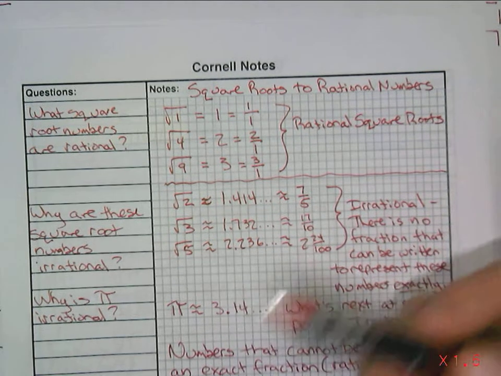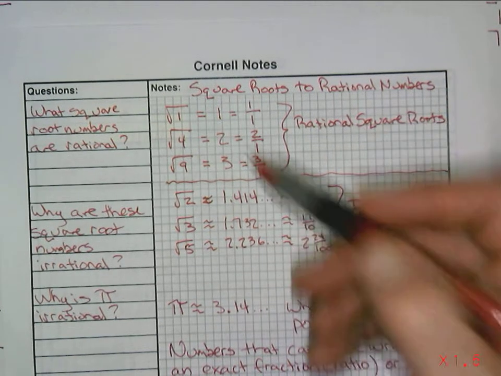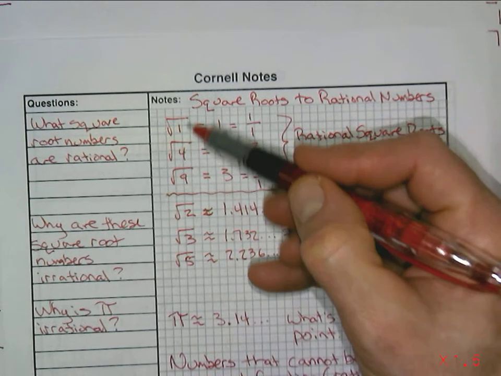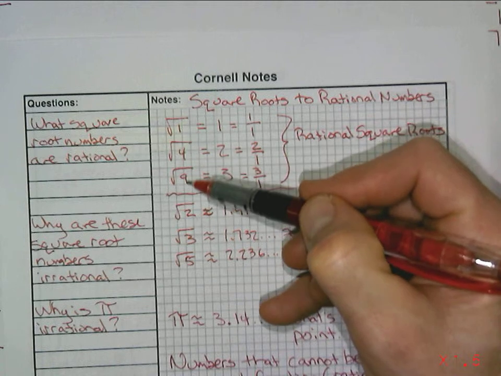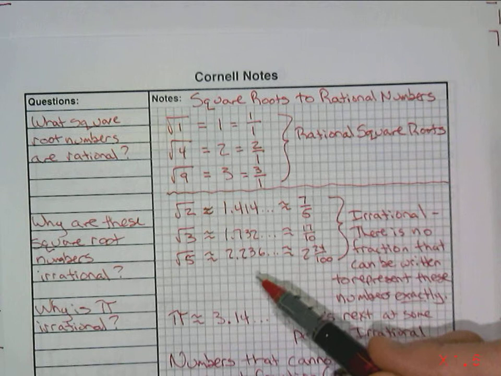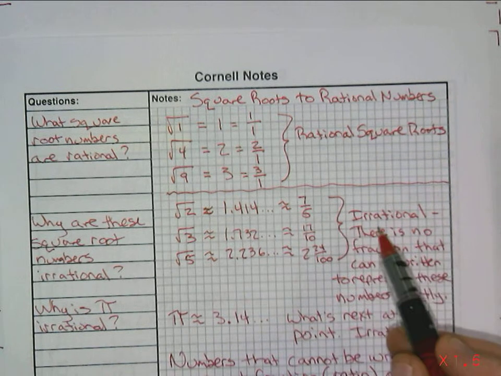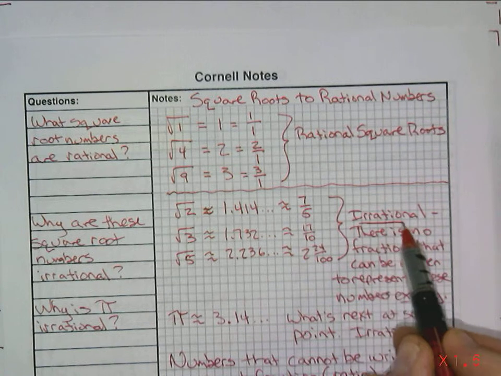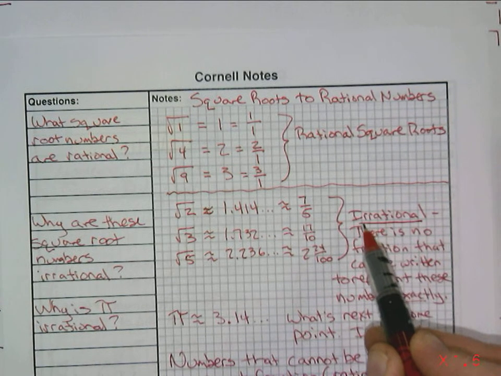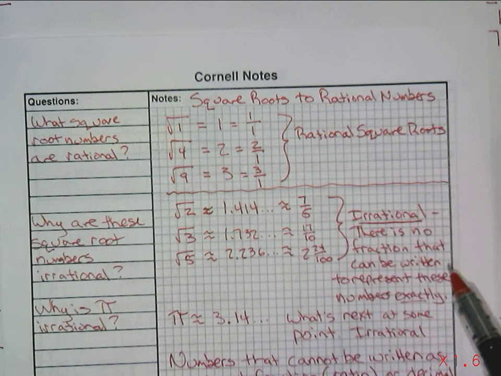And this set of numbers now, these kinds of numbers like the square root of 2, the square root of 3, the square root of 5, the square root of 6, the square root of 7, the square root of 8, all the roots in between these don't have exact values. And we can't write them as exact fractions, so we say that they are irrational. Ir meaning not, so they're not rational. There is no fraction that can be written to represent these numbers exactly. We don't have an exact fraction value.